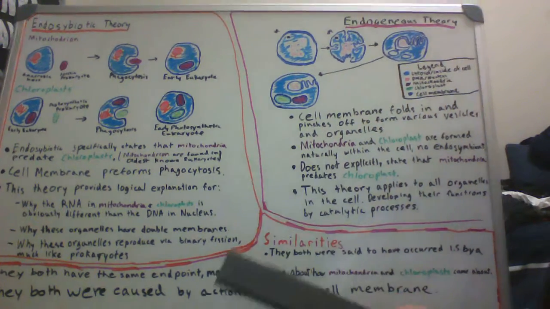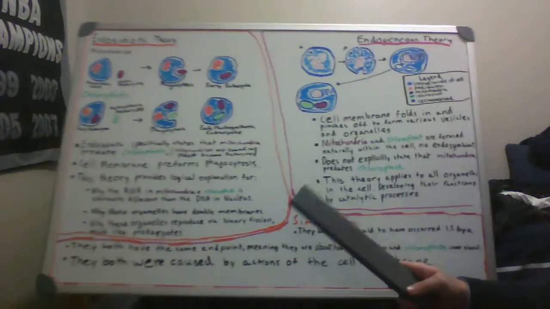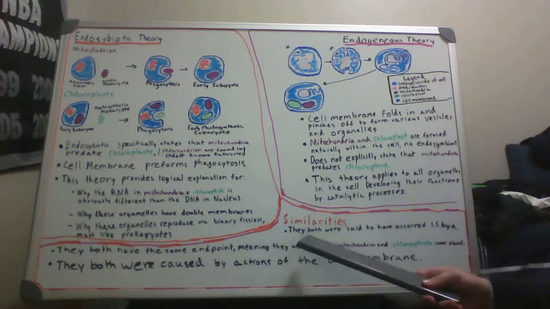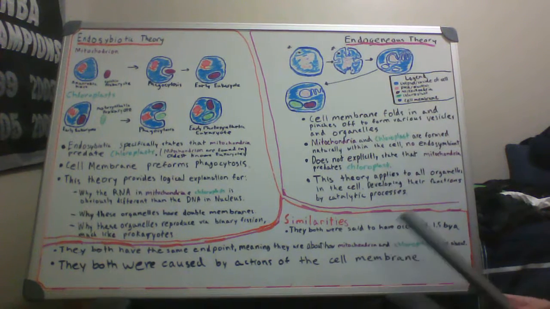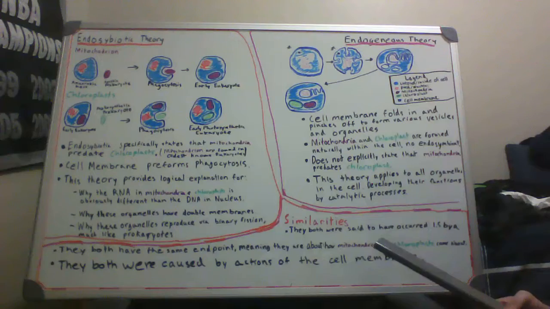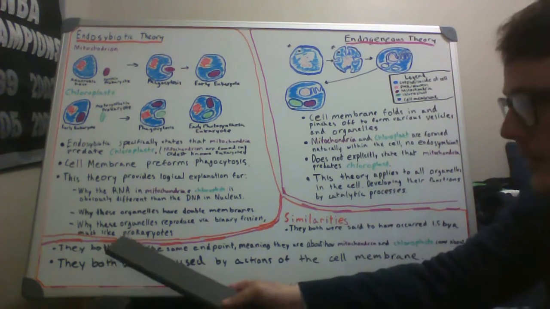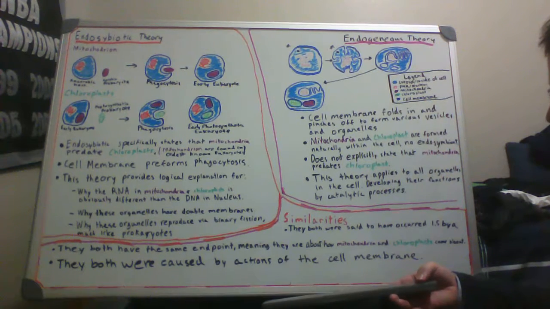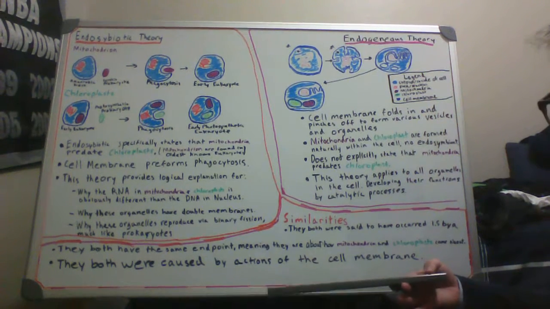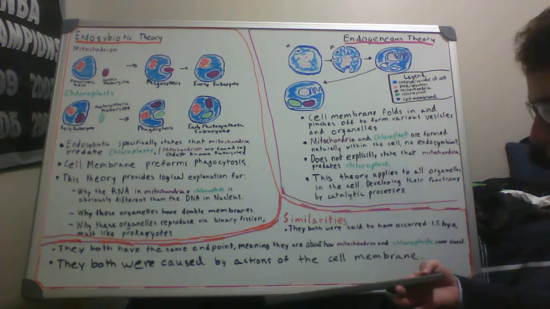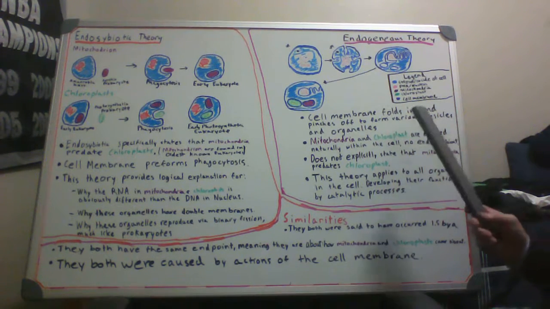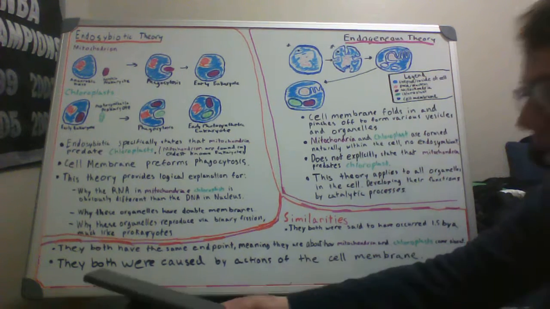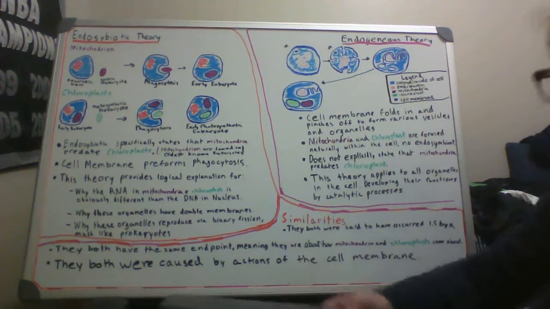And so for similarities down here, they both were said to have occurred about 1.5 billion years ago. And then they both have the same endpoint, meaning that they are about how mitochondrion and chloroplasts came to be, even though the endogenous theory goes beyond that and talks about other organelles. And then they were both caused by actions of the cell membrane.